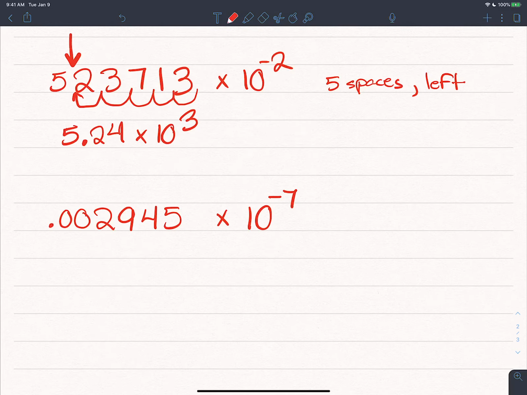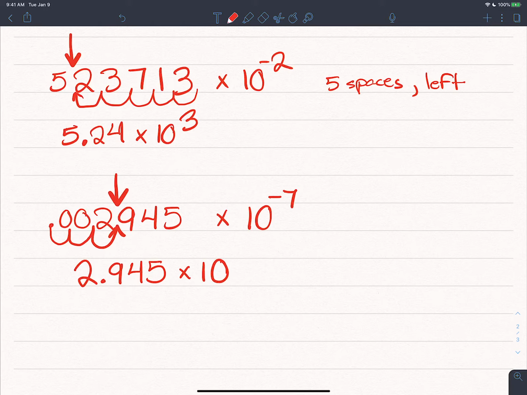So for the next one, first we need to say where we are moving our decimal point. We want to move it between the 2 and the 9, that way the 2 is the only number to the left of it. Then we count how many spaces in which direction. 1, 2, 3. Then we rewrite the number 2.945, and we write our exponent, our power of 10. So 10 to the -7 is where we're starting.